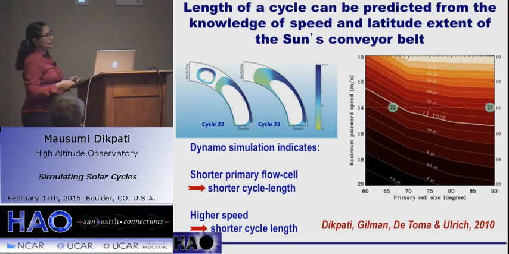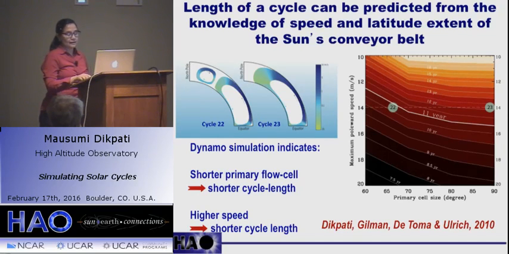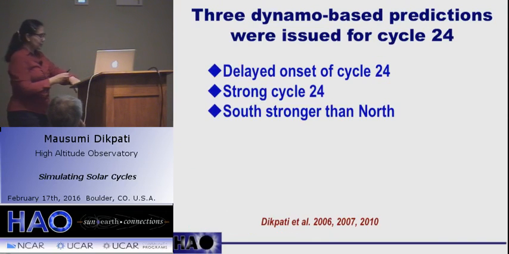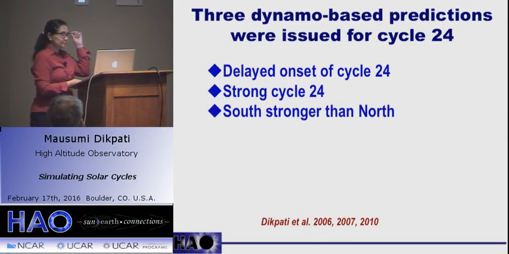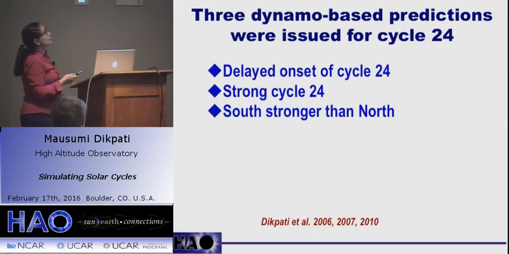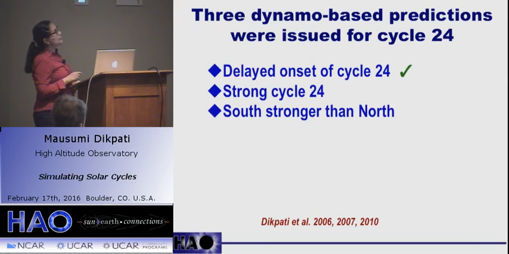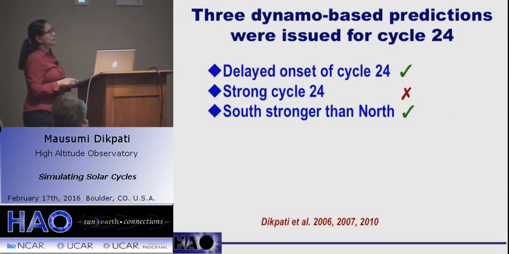This was the work that was one of the top 100 discoveries that Hanley mentioned in 2011. Basically 3 dynamo based predictions were made: delayed onset of cycle 24, strong cycle 24, and south stronger than north. By now we know this has been validated. Cycle 24 has not been strong and south has been stronger than the north.